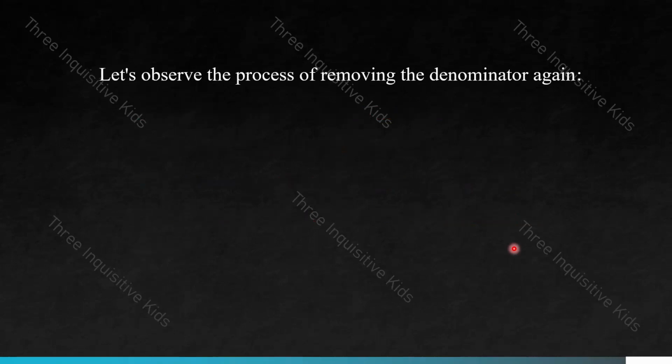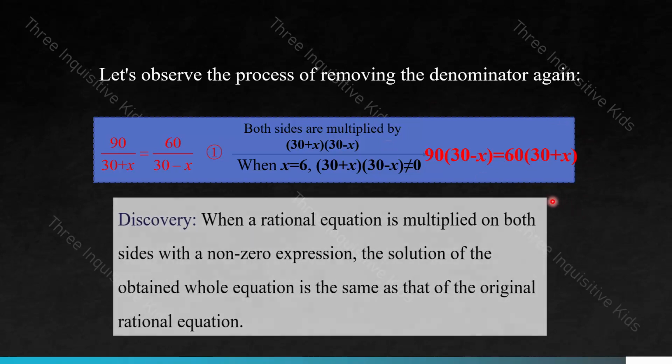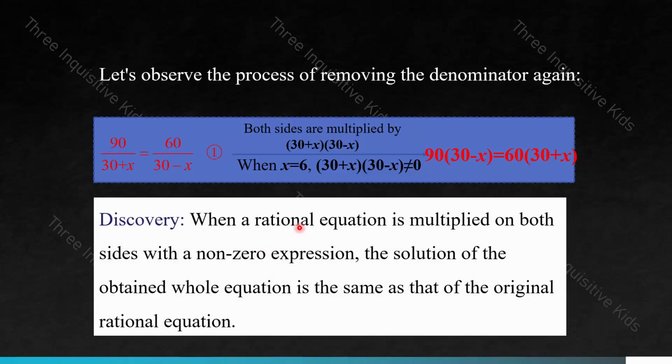Let's observe the process of removing denominators again. We start with this rational equation. When both sides are multiplied by 30 plus x times 30 minus x, when x is equal to 6, 30 plus x times 30 minus x is not equal to 0. This is what it gives us after. So here is our discovery. When a rational equation is multiplied on both sides with a non-zero expression, the solution of the obtained whole equation is the same as that of the original rational equation.